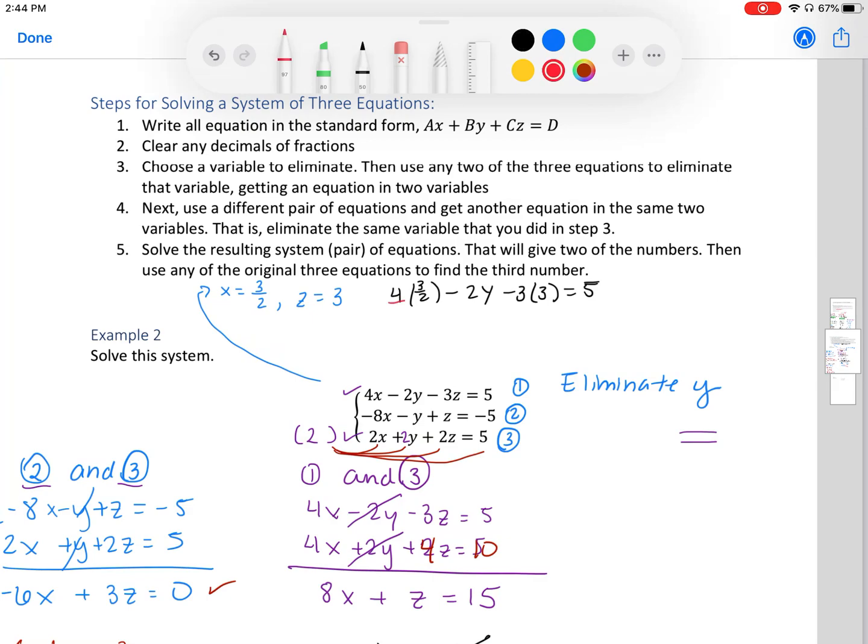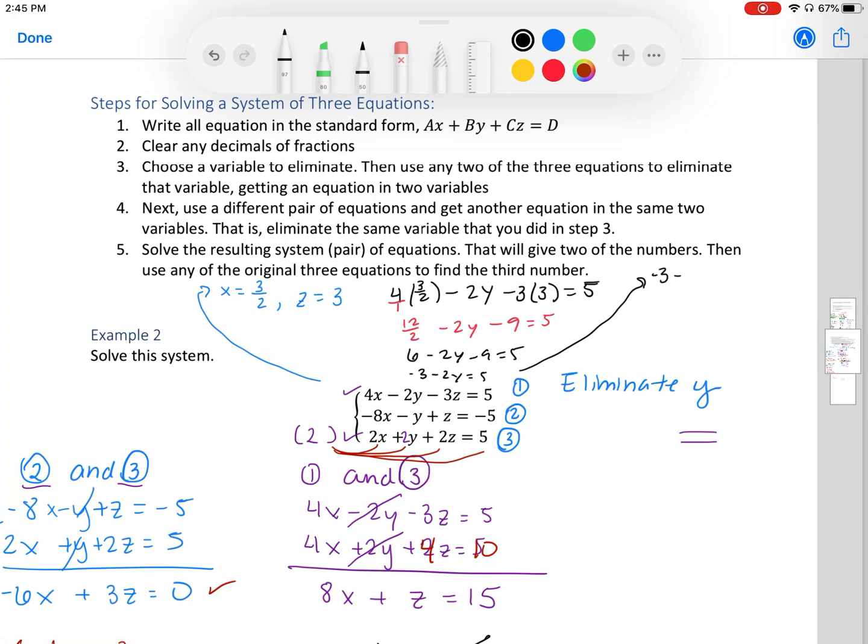Okay, well, I can think of this as over 1. And 3 times 4 is 12 divided by 2 minus 2y minus 9 equals 5. 12 divided by 2 is 6. 6 minus 2y minus 9 equals 5. 6 minus 9 is negative 3. Minus 2y equals 5.